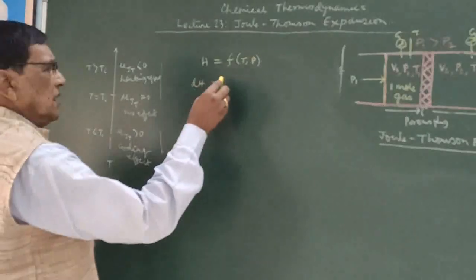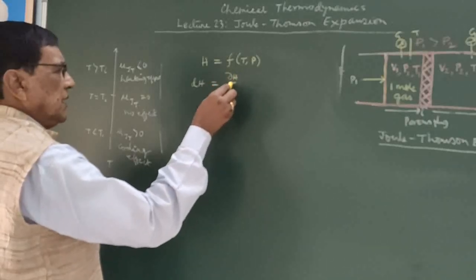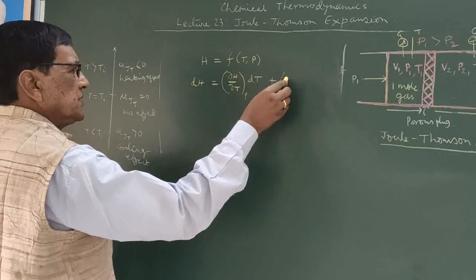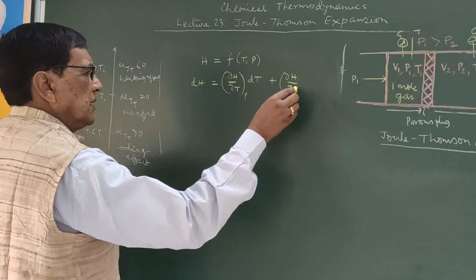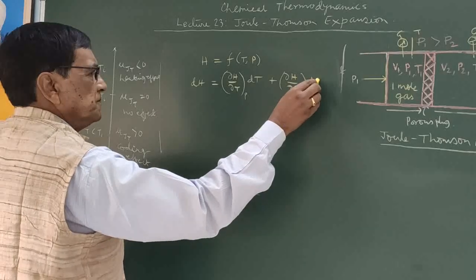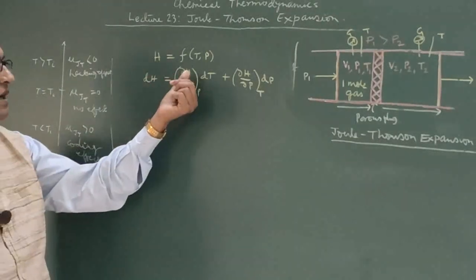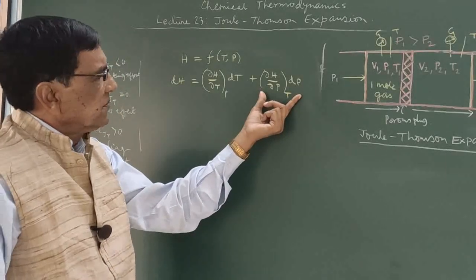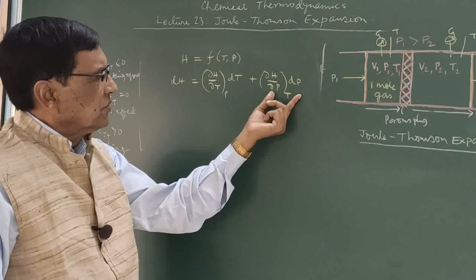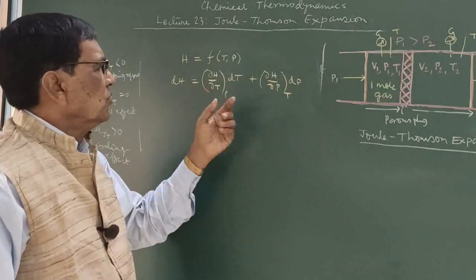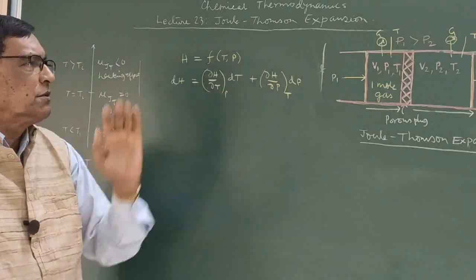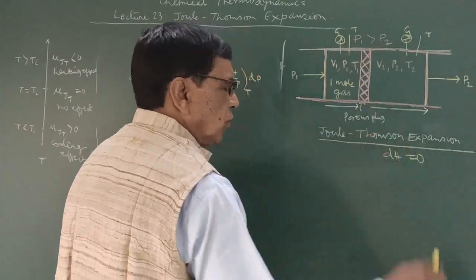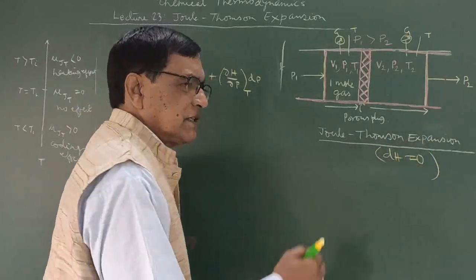So dH means a change in enthalpy. This will be (∂H/∂T) at constant pressure into dT, plus (∂H/∂P) at constant temperature into dP. So this is the change of enthalpy with the change of temperature when pressure is fixed, and this term is the change of enthalpy for the change of pressure when temperature is fixed. The sum of these two will give you the net change of enthalpy for this process. But this process is isenthalpic, means dH equal to 0 for this Joule-Thomson expansion.